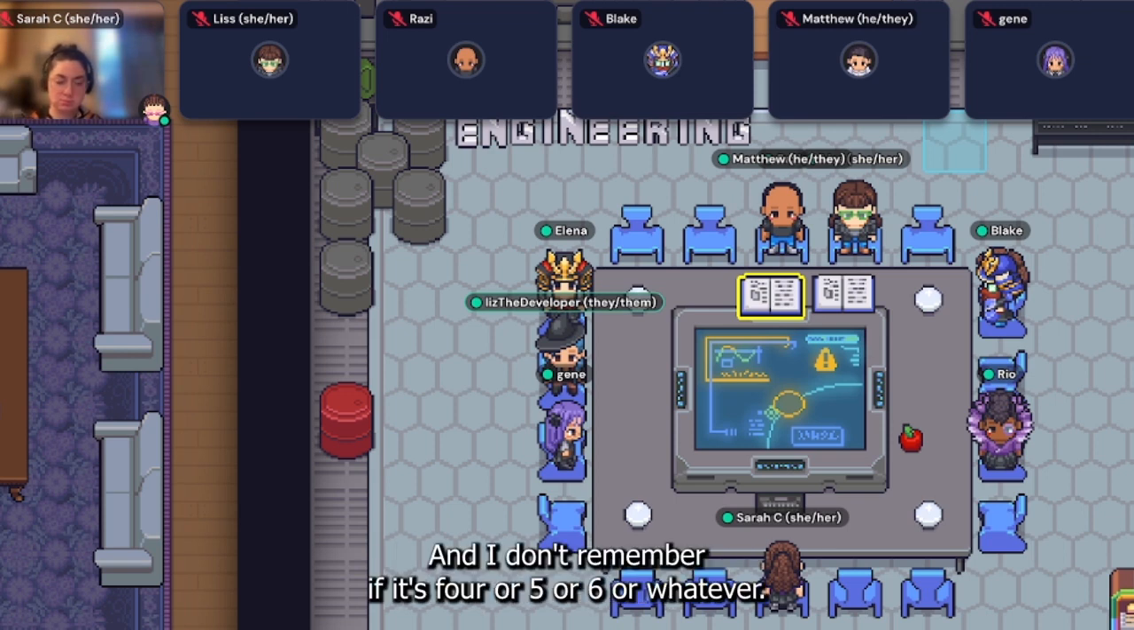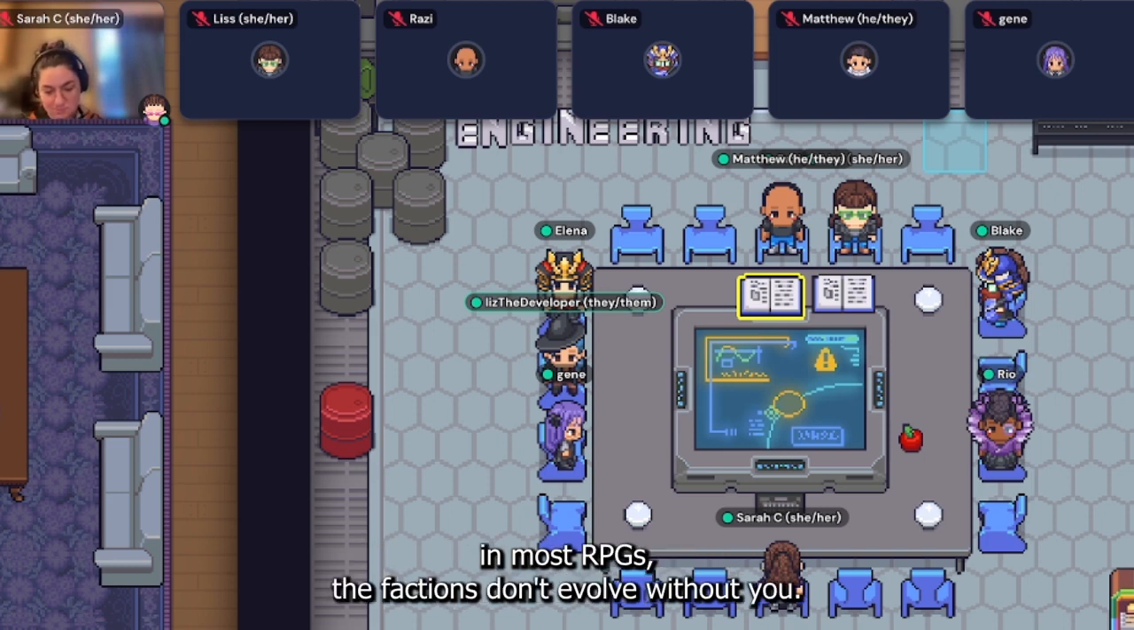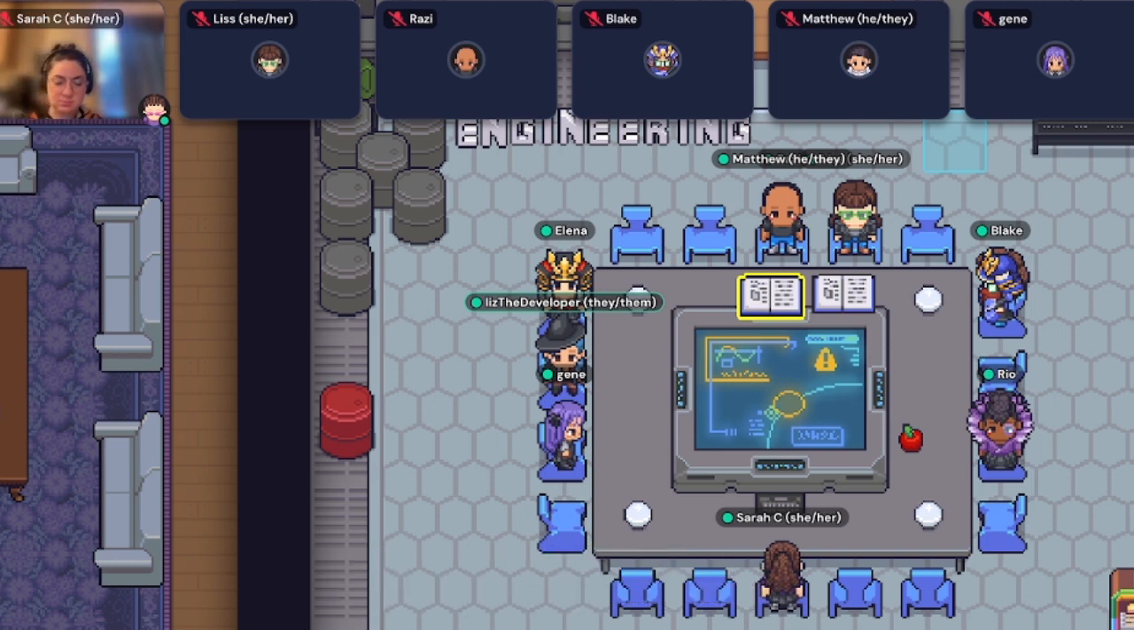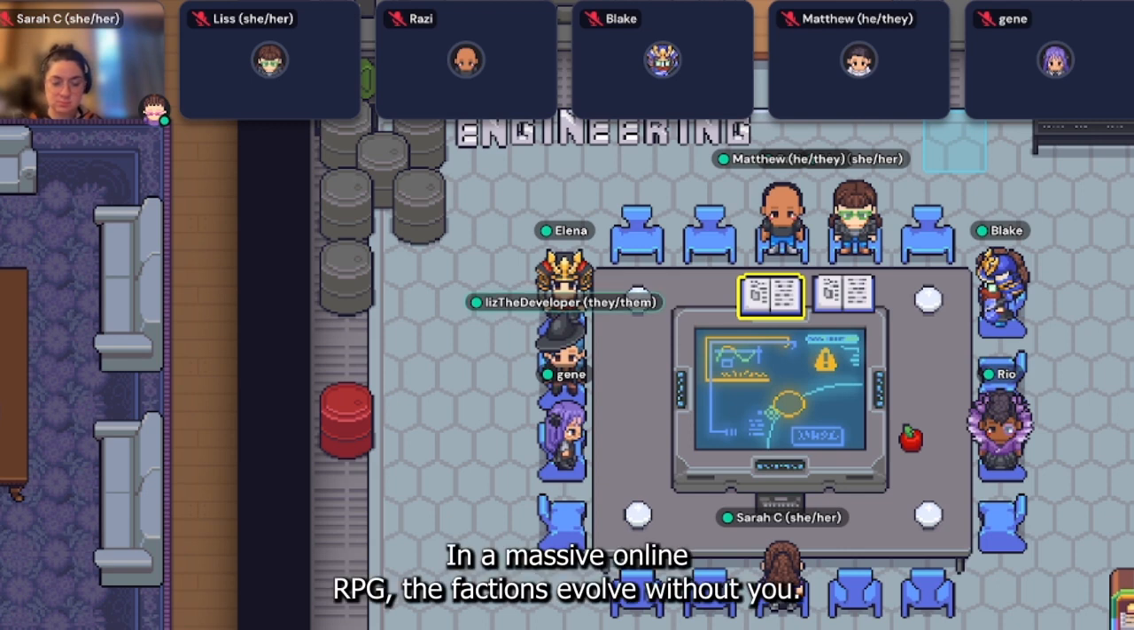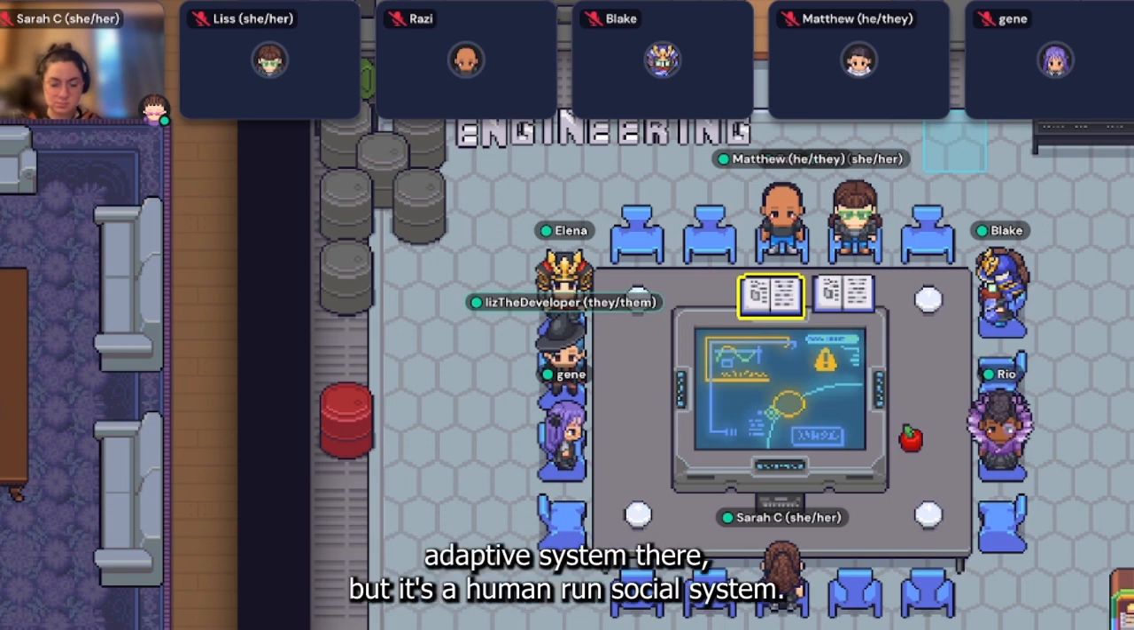I don't remember if it's 4 or 5 or 6 or whatever. I haven't played one of these in a minute, but in most RPGs, the factions don't evolve without you. In a massive online RPG, the factions evolve without you, but it's not the simulation that's driving the evolution. It influences the evolution, but it's fully a social system that has a simulation that influences it. But we're seeing a complex adaptive system there, but it's a human-run social system.